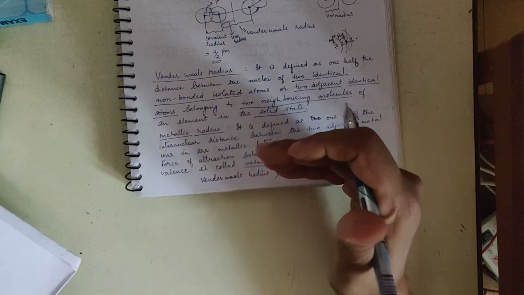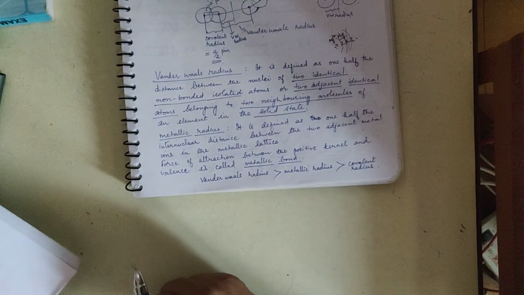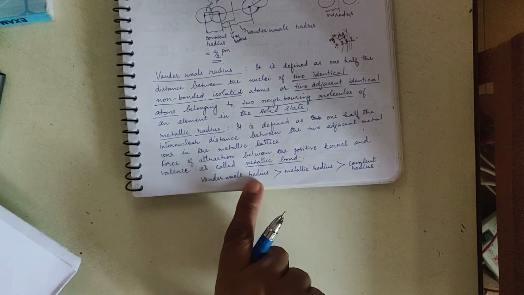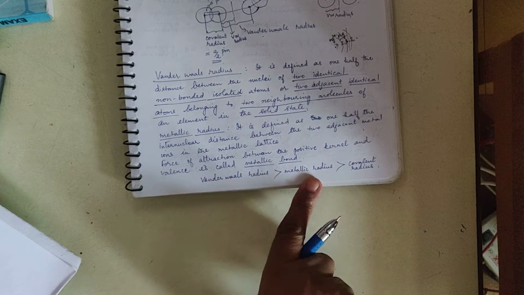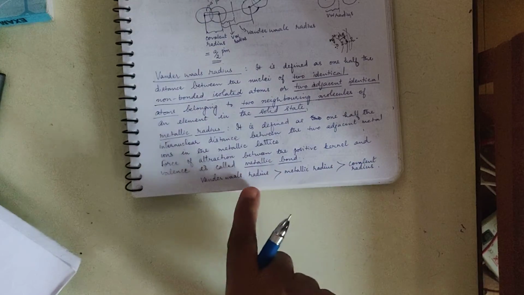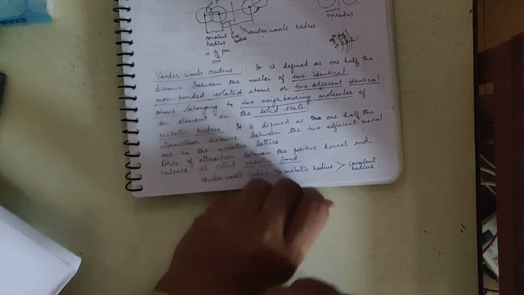Now if you consider metallic radius, van der Waals radius and covalent radius, how do you arrange them? Van der Waals radius is larger than metallic radius, and metallic radius is larger than covalent radius. So van der Waals radius is the maximum. Right?